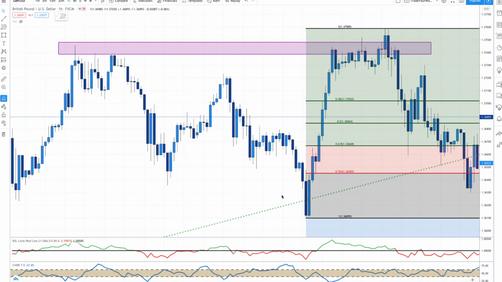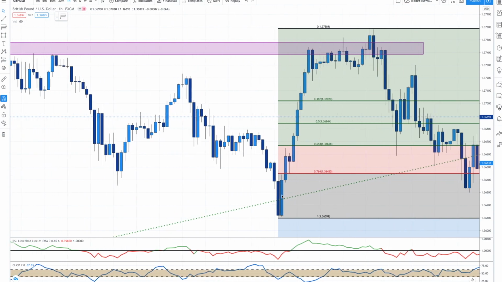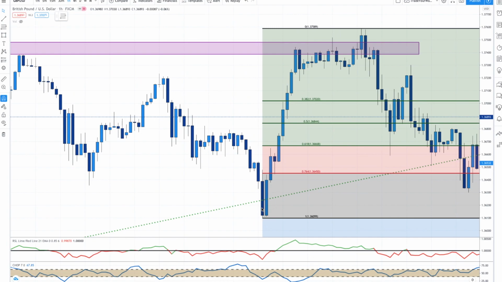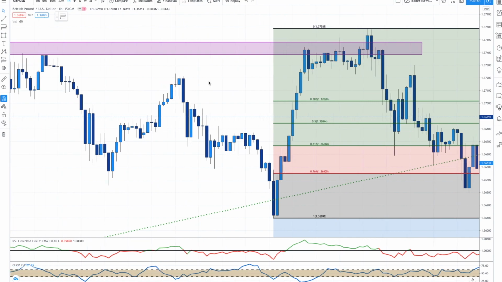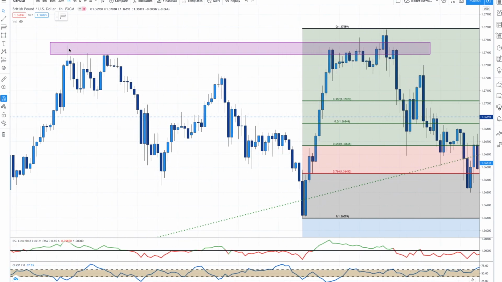So let's take this last move up that we had. You can see here that it's gone up and then it's stalled. It's retested previous structure, retested the previous supply and demand zone, previous high around 137.50. Makes sense, doesn't it? And then it's come crashing back down.